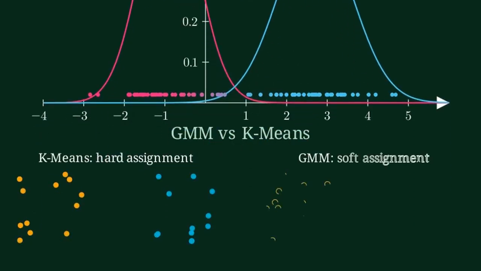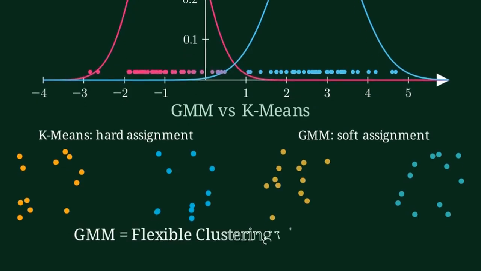Compared to K-means, GMM uses soft assignment instead of hard assignment, and it can model stretched, oval-shaped clusters because it uses variance. So a Gaussian mixture model is a sum of multiple bell curves, learned using expectation maximization, and it gives us a powerful and flexible clustering tool.